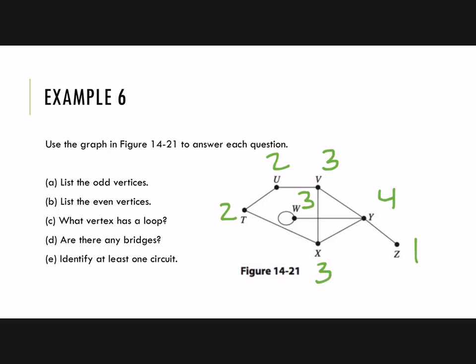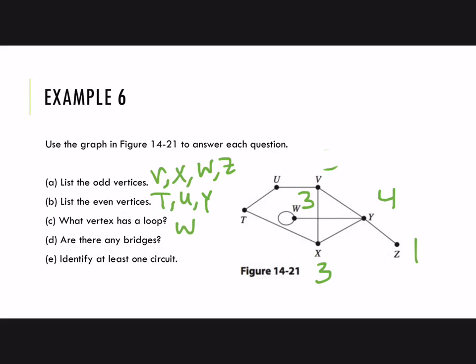Remember that for loops, in the context of degrees, we're counting that as 2 edges entering W. Okay, so the odd vertices would be the ones with odd degree, so that would be V, W, X, and Z. Okay, the even vertices would be the others, so we've got T, U, and Y. All right, which vertex has a loop? Well, that's W.